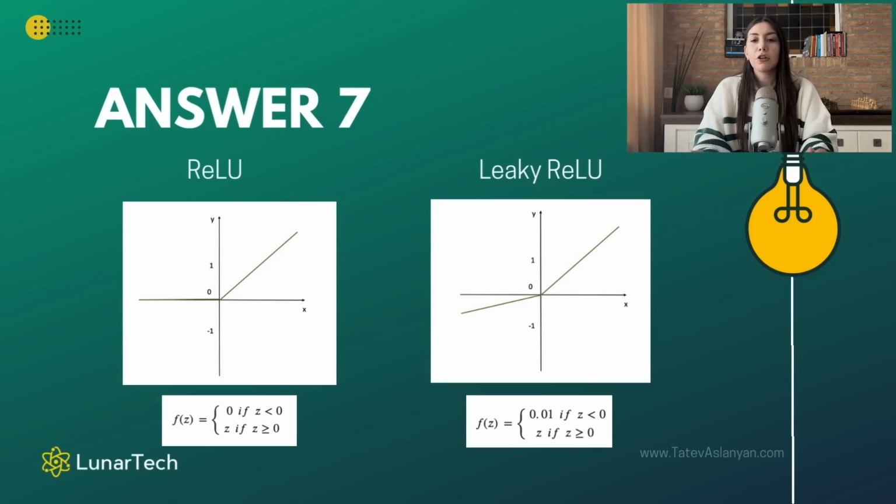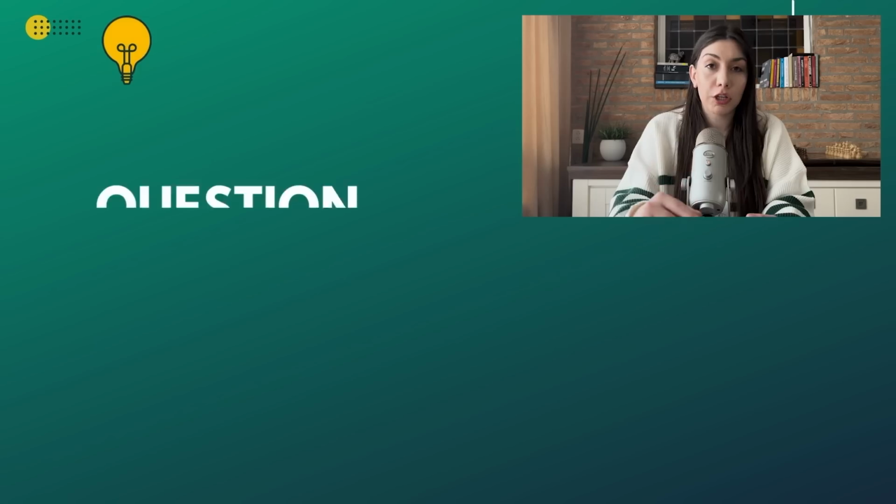So think of using the leaky ReLU and ReLU for your hidden layers, but not for your output layer, and the other way around for the sigmoid function and tanh function. Use them for your output layer, but not for your hidden layers.